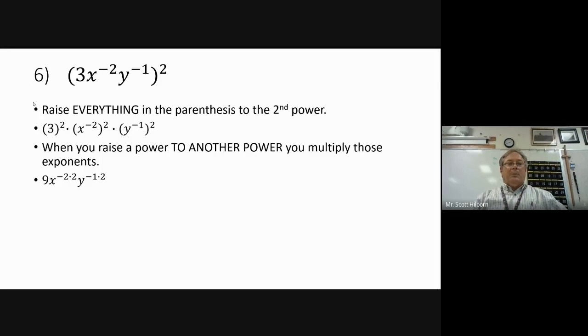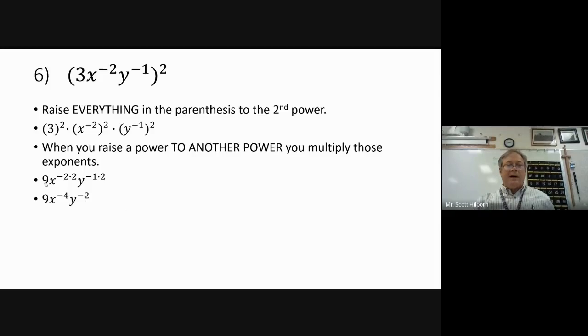So 3 squared is not 6, it's 9, because it's 3 times 3, times x to the -2 times +2. Remember, a power to a power, you multiply, and a -1 times that 2. So we have 9x to the -2 times +2 is -4. Y to the -1 times 2 is to the -2.